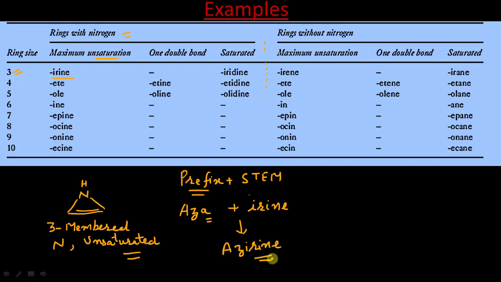So that is the name of this compound, azirine. So it was quite simple. Now let us do one more example. Let us now do some example of a 4 membered ring.